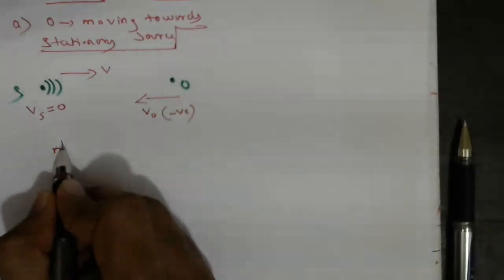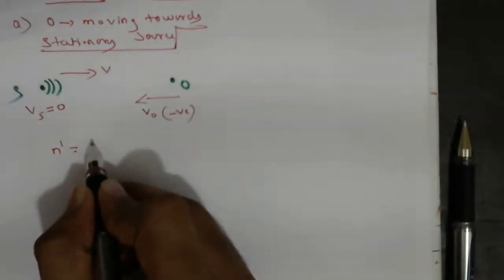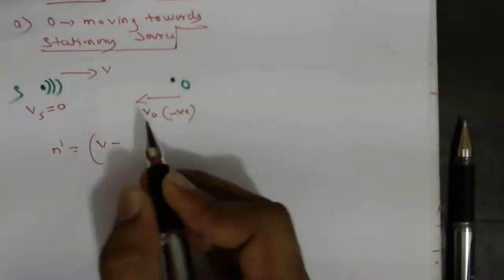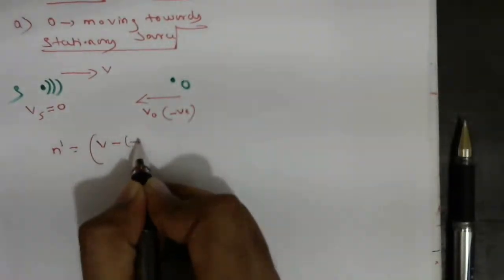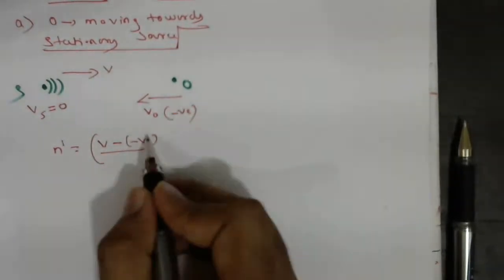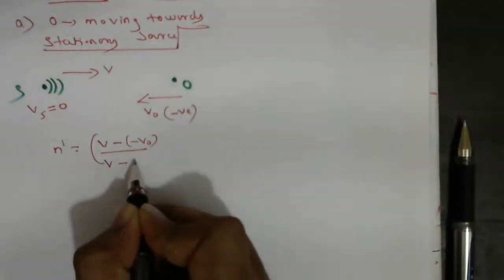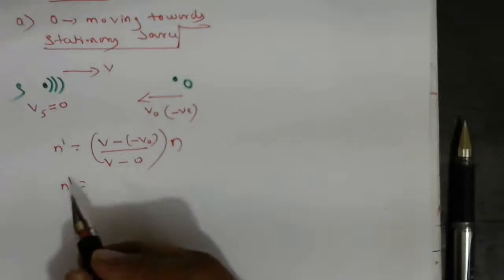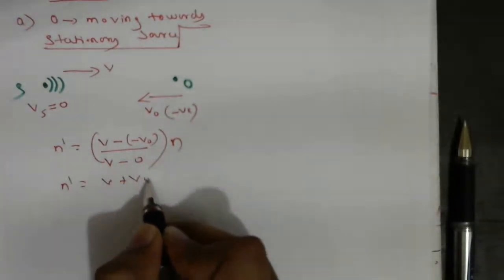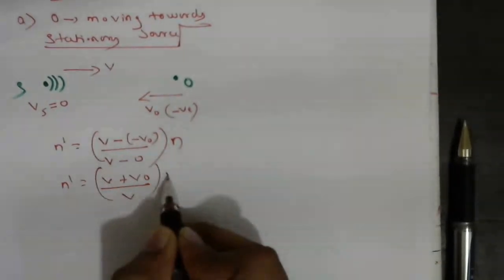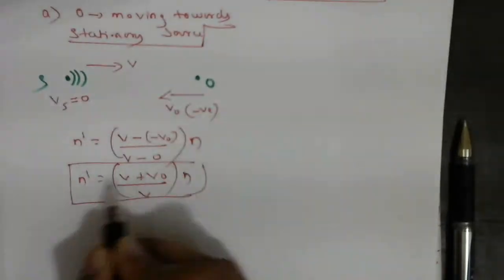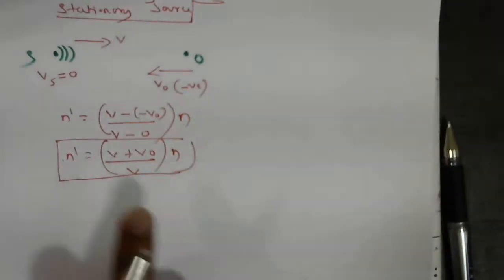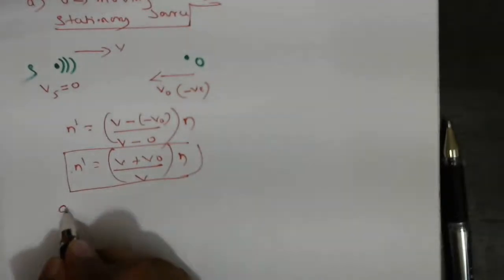And we know that n dash is equal to (v minus of minus v naught) upon (v minus 0) into n. Directly I am applying this one, minus of minus v naught, v minus 0 into n, correct? n dash is equal to (v plus v naught) upon v into n. Here frequency increases. Why? Because of v plus v naught.